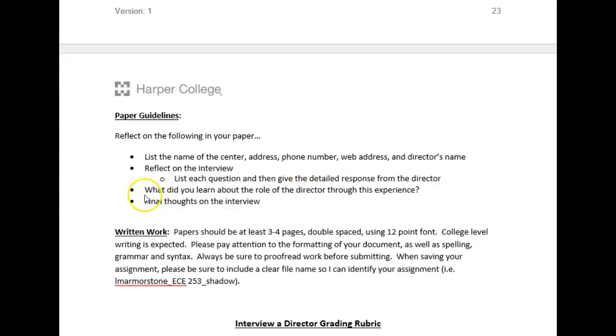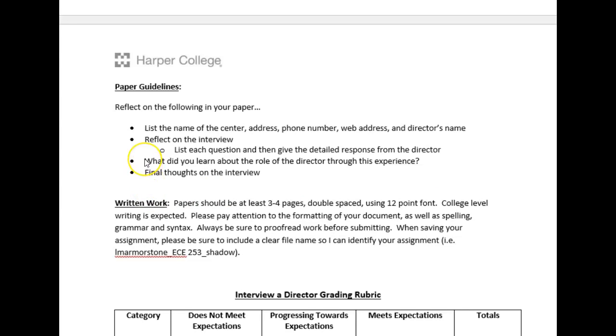And then this third bullet point here asks you to reflect on what you learned about the role of the director through the experience. So then after kind of contemplating and reflecting on those questions that you asked the director, think about what you learned. Think about the role. Think about what you feel about that. What are your opinions? What are your thoughts? So again, reflect on that. So this third bullet point here is very personal. So just reflect on that, just kind of what your thoughts are about that and what you learned about the role of the director. And then just the final bullet point here, just any final thoughts on the interview.